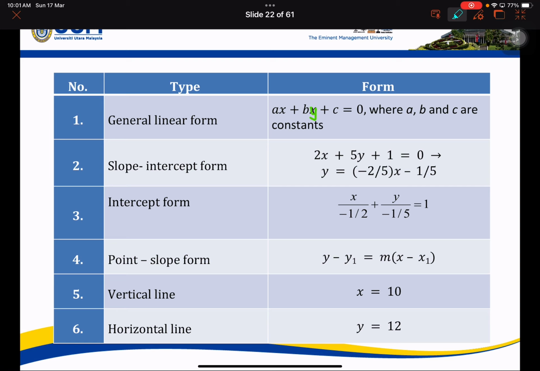Okay? And vertical line is x equals 10. Which one is vertical line? Vertical one. And horizontal line? Okay, so x equals 10 is vertical, y equals 12 is horizontal.